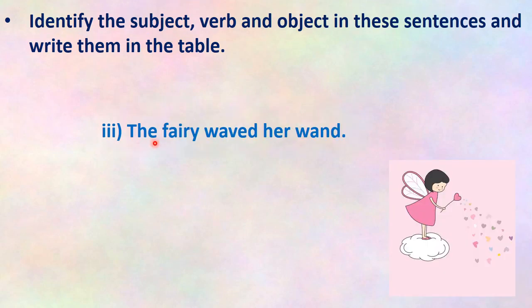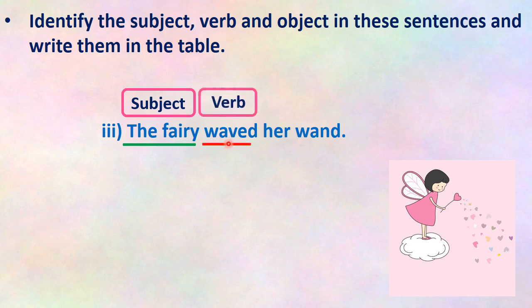Third sentence, the fairy waved her wand. So now here, the fairy is the subject. And what did she do? She waved. So waved is the verb. And what did she wave? She waved her wand. So this is the object.